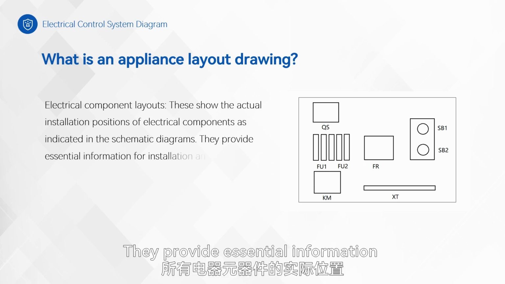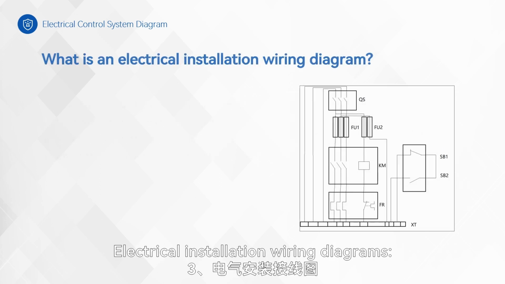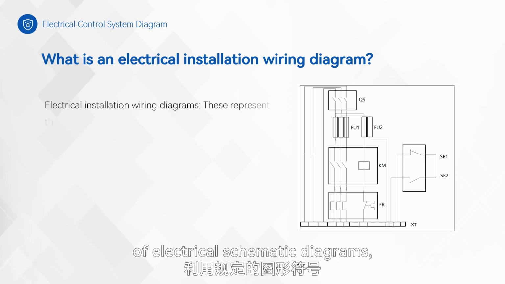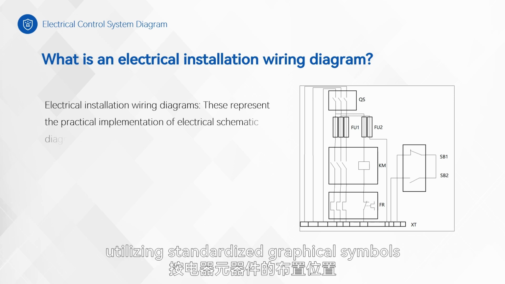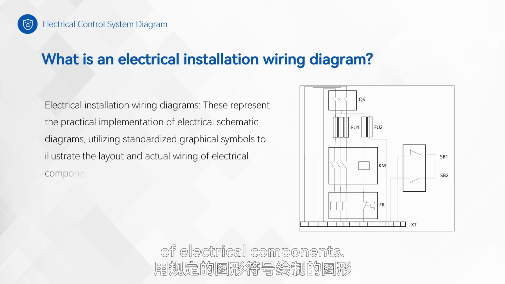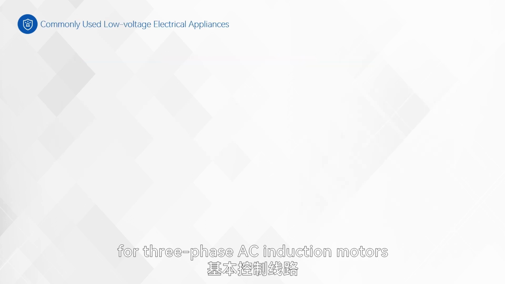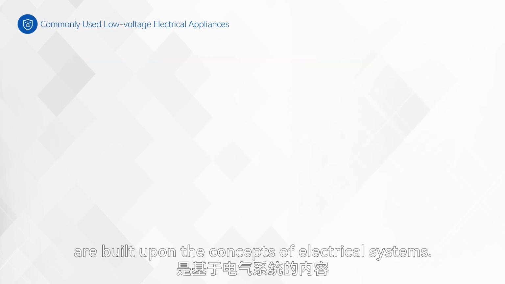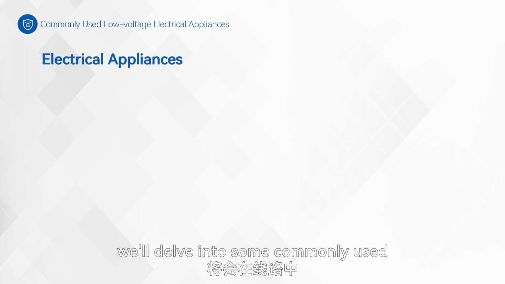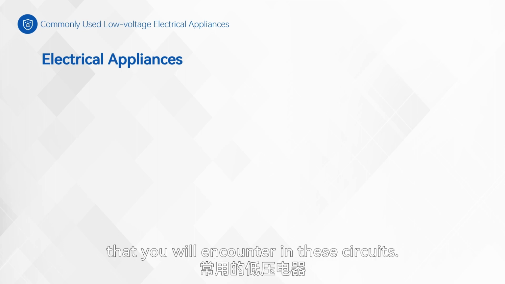They provide essential information for installation and maintenance purposes. Electrical installation wiring diagrams, these represent the practical implementation of electrical schematic diagrams, utilizing standardized graphical symbols to illustrate the layout and actual wiring of electrical components. The basic control circuits for three-phase AC induction motors are built upon the concepts of electrical systems. Moving forward, we'll delve into some commonly used low-voltage electrical devices that you will encounter in these circuits.